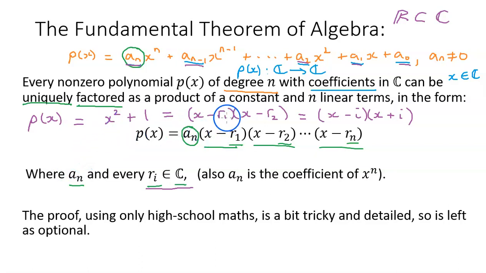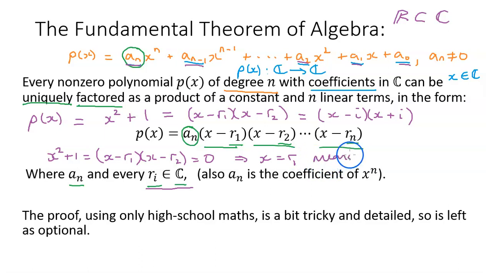If there were real numbers r_1 and r_2, obviously we would have x squared plus 1 equals x minus r_1 times x minus r_2, and then if we set it equal to 0, that would imply that x equals r_1, which means r_1 squared plus 1 equals 0, which is impossible for a real number because r_1 squared needs to be greater than or equal to 0. So that's the fundamental theorem of algebra.